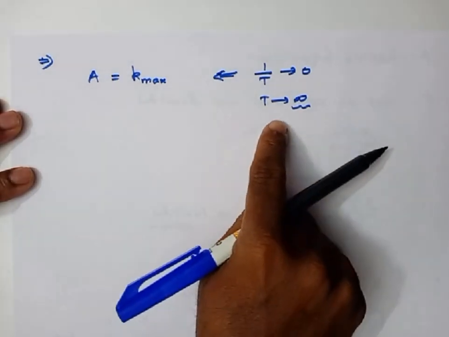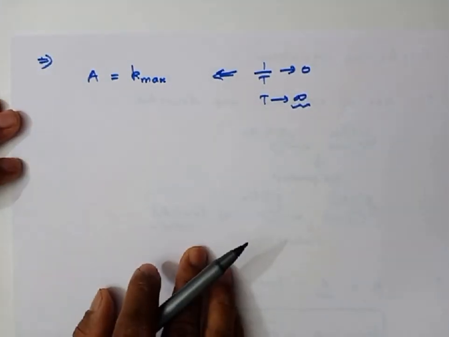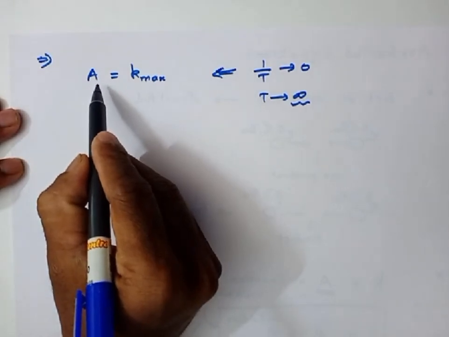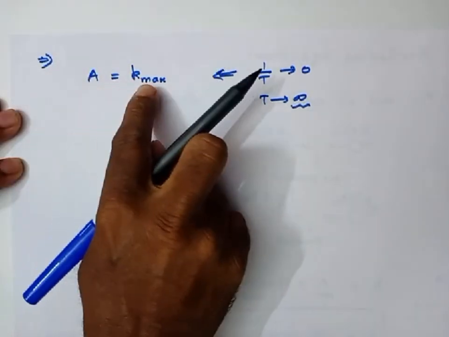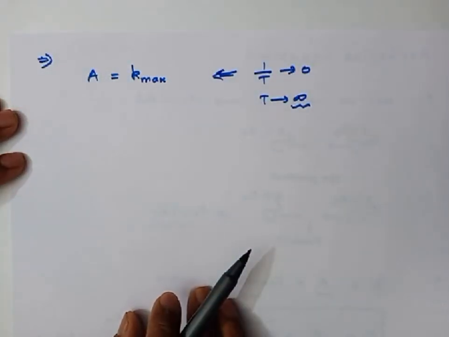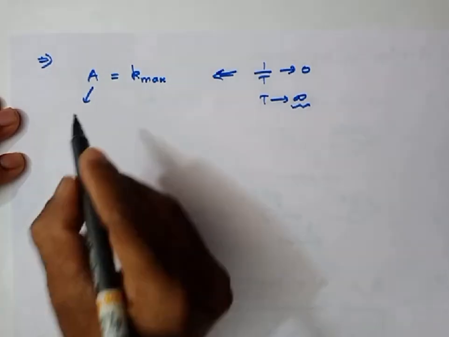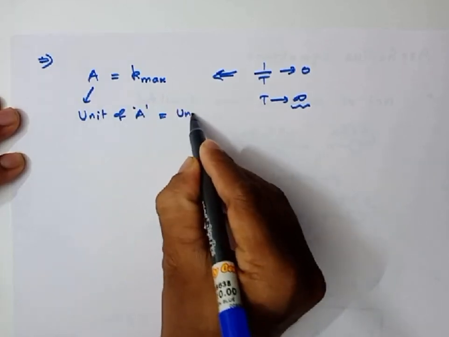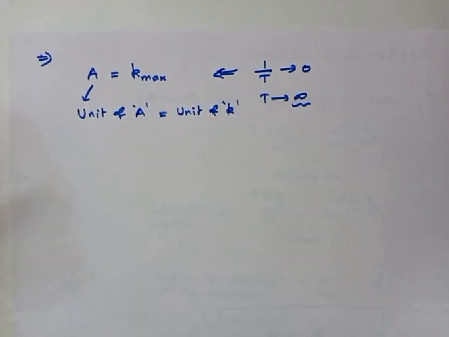Because if you go to very high, infinitely high temperature, all molecules will cross the activation energy. So A, the Arrhenius parameter, or the pre-exponential factor A, is nothing but the maximum rate constant possible for the reaction. That is why the unit of A is exactly the same as the unit of the rate constant. So the unit of A is equal to the unit of rate constant. This is a very important point, keep this in mind.